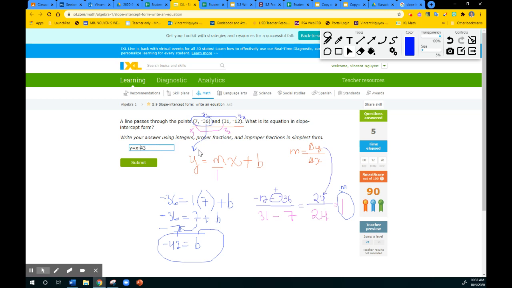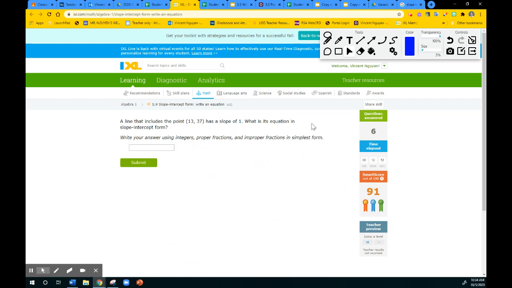So in math, we want to simplify things. We don't want to do things that aren't necessary. Putting a plus before a negative is not necessary, we can just put a minus. Putting a 1x is not necessary, we can just put an x. So this is our equation, y equals x minus 43. And let's see if I did it correctly. Yay. Awesome. So that's case number 3, where you have 2 points.